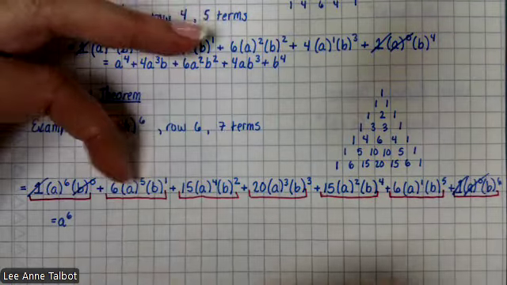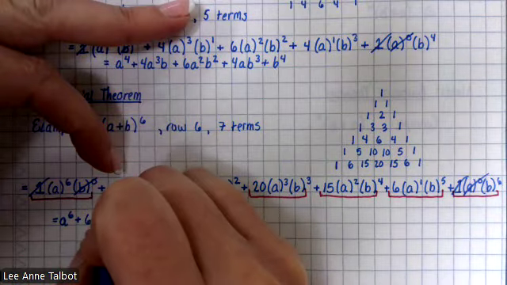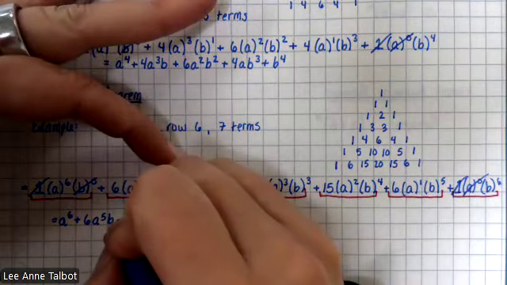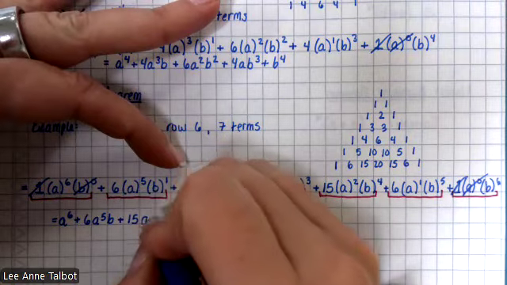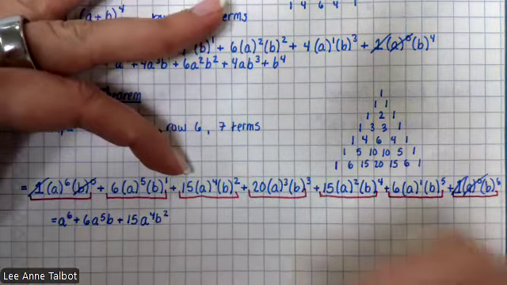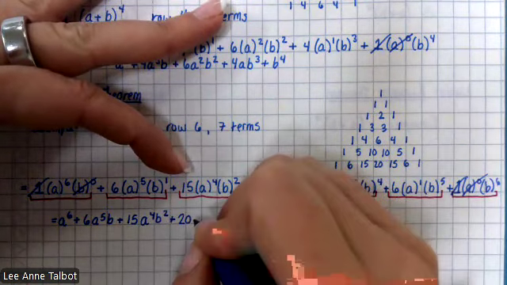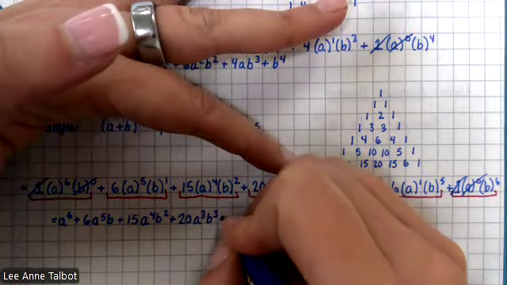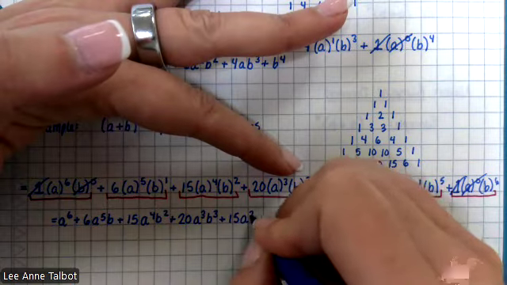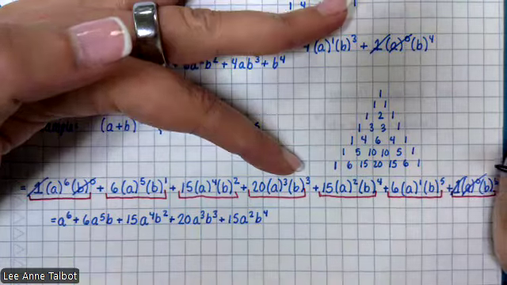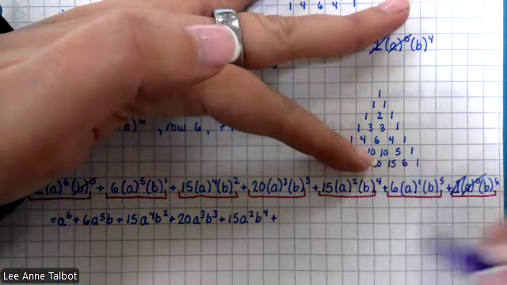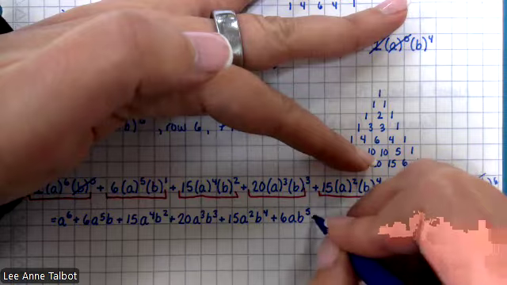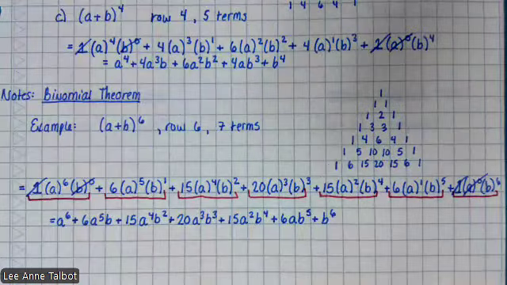Okay, so A to the 6th plus 6, A to the 5th, B to the 1st, we just write B, plus 15, A to the 4th, B squared, plus 20, A to the 3rd, B to the 3rd, plus 15, A squared, B to the 4th, plus 6, A, B to the 5th, plus B to the 6th.